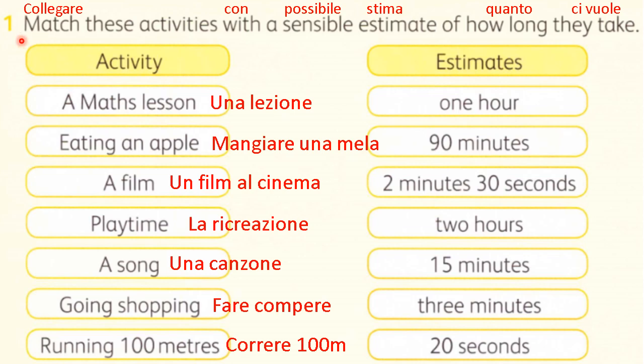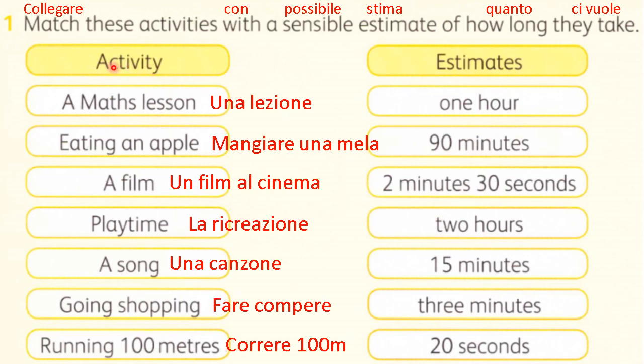Now, let's read the practice panel and the exercises on page 54. Match these activities in this column on the left with a sensible estimate of how long they take. And here we have the estimates on the right-hand column. Sensible estimate means a possible answer and not an impossible answer.